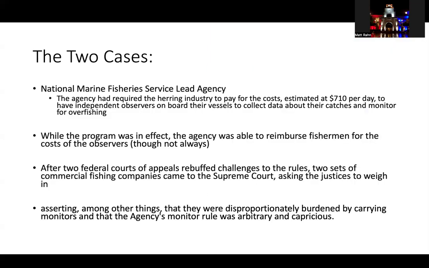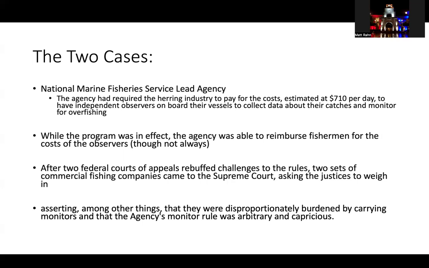First of all, just to give you a little bit of background on these two cases, the National Marine Fisheries Service was the lead agency on this. This was the agency being challenged. The agency has required for many years that the herring industry pay for the costs, estimated at about $710 a day, to have an independent observer on board their vessel to collect data about their catches and monitor for overfishing. While the program was in effect, the agency was able to reimburse fishermen for the cost of the observers, but not always. And especially by 2023, funding ran out, and the agencies definitely weren't able to reimburse these fishermen.